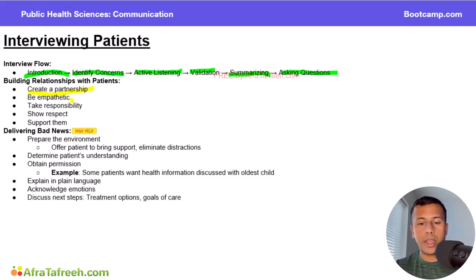You want to be empathetic. Like I said, people have experienced this before. I've experienced whatever you're going through myself. Those kinds of things. Let the patient know that they can be comfortable. It breaks down the barriers and allows them to talk openly and freely.